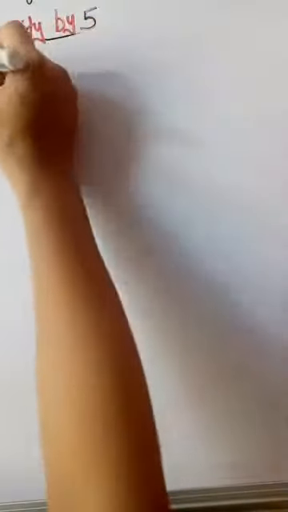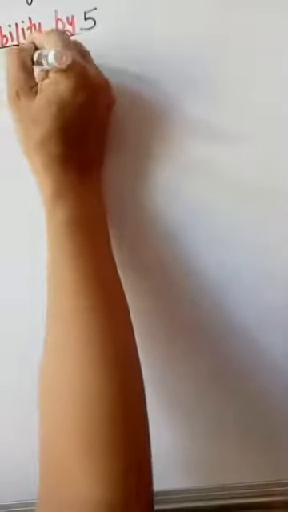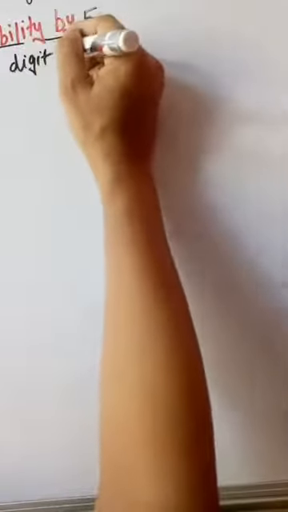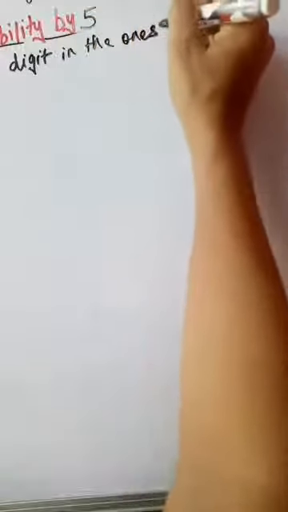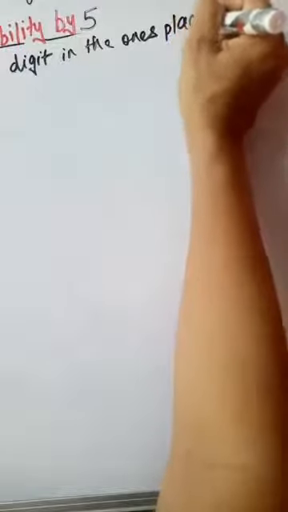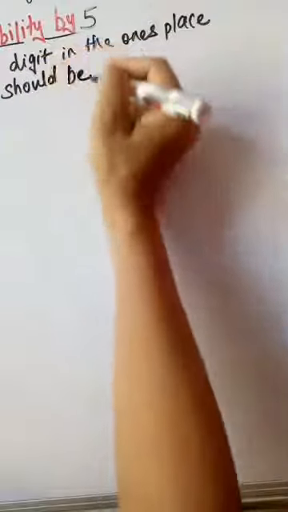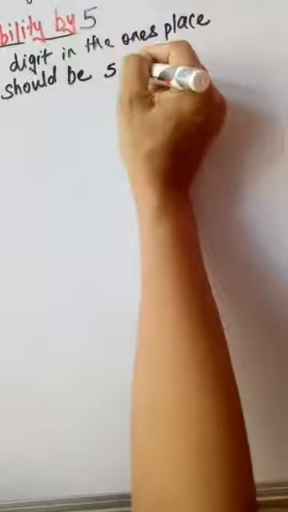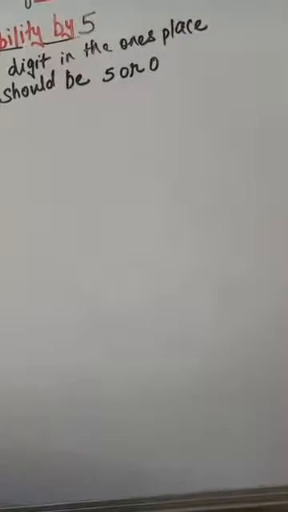Now in 5, the digit in the ones place should be 5 or 0. Now what is the divisibility rule for 5? Write this also. The digit in the ones place should be 5 or 0 for the number to be divisible by 5.